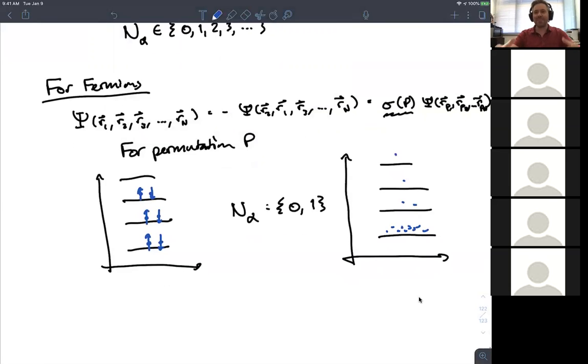Okay, so them's the rules, all right? So that's the rules about how particles fill up energy levels. And now what we're going to do is to apply those rules to quantum systems. Somebody's saying something. What are we saying?